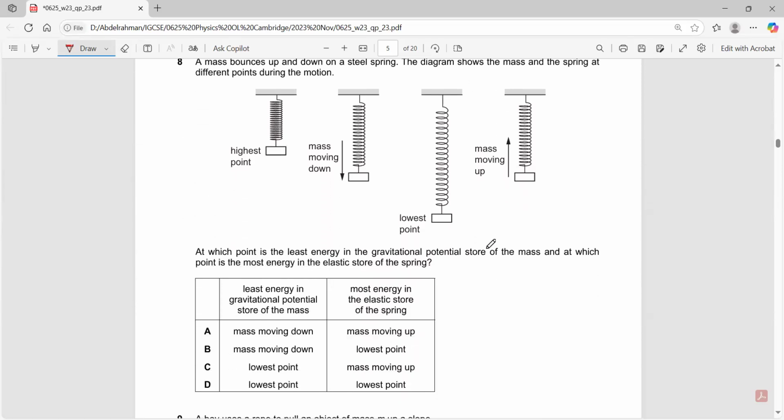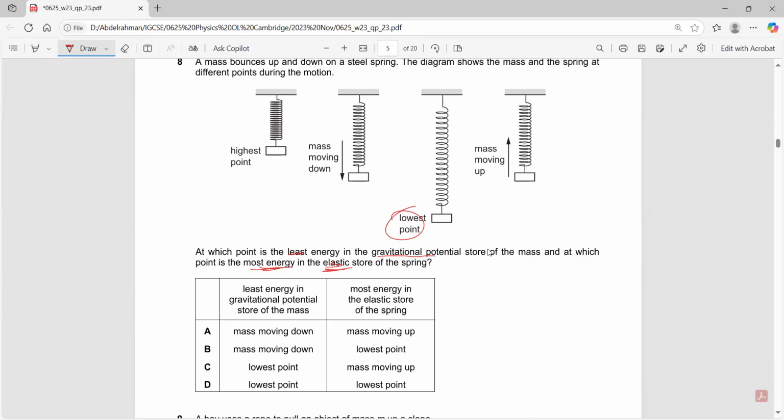A mass bounces up and down on a steel spring. At which point is the least energy in the gravitational potential store? And at which point is the most energy in the elastic store? You need the least GPE and most elastic. Least gravitational potential energy would mean that it is the closest to the ground, right? At which point is it the closest to the ground? At the lowest point, right?